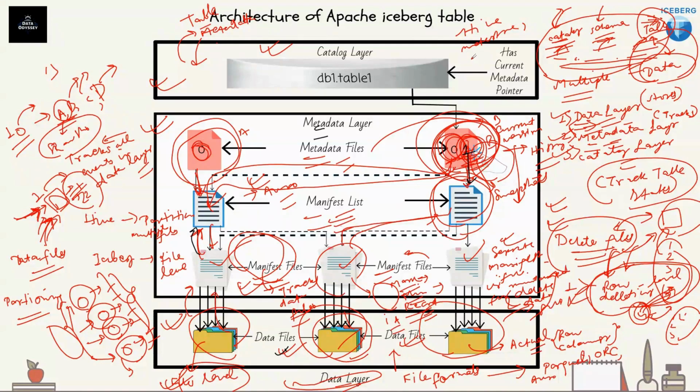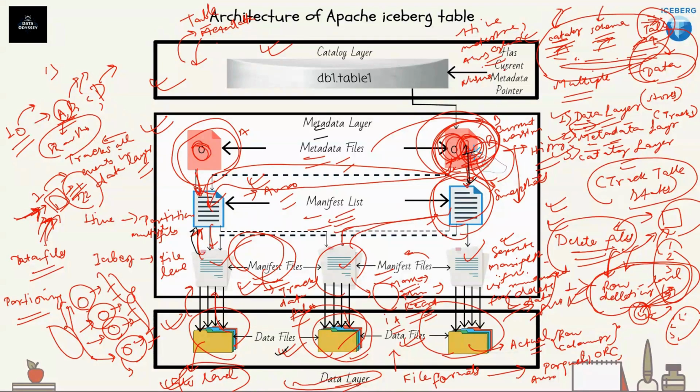Then we have the Hadoop catalog, or the AWS Glue catalog. And then there are others, like the Nessie catalog, which is an open source project. So there are multiple catalog types that we have altogether.